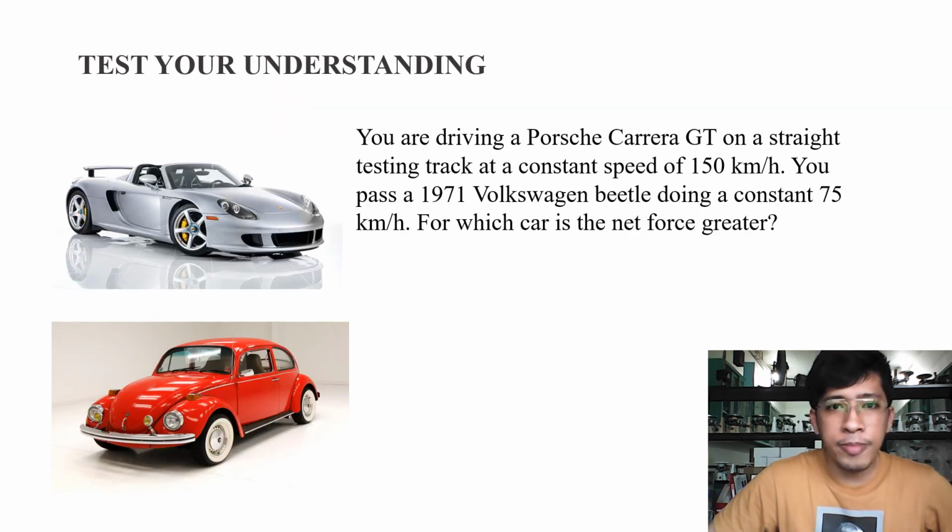Another example: you're driving a Porsche Carrera GT on a straight testing track at a constant speed of 150 kilometers per hour. You pass a 1971 Volkswagen Beetle doing a constant 75 kilometers per hour.